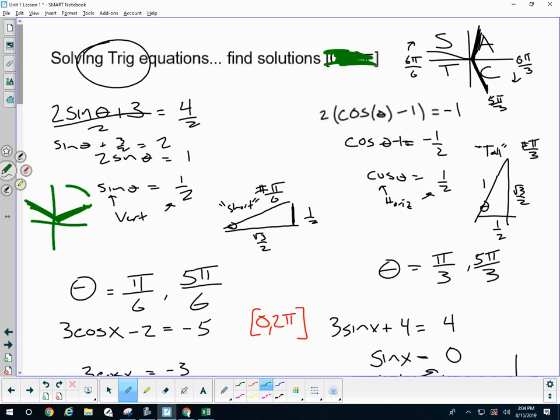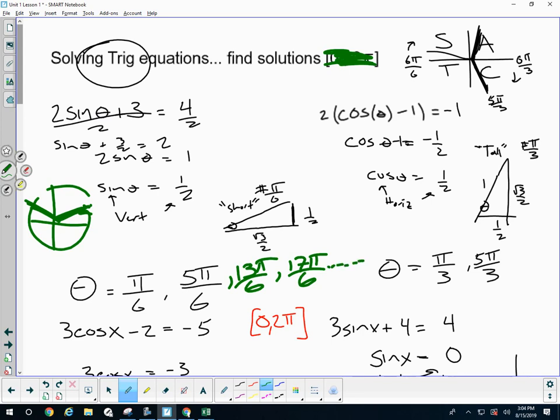Now, if I add 2 pi to pi over 6, what do I get? Well, let's think about that. 2 pi is the same as 12 pi over 6, plus pi over 6 gives me 13 pi over 6. That is technically a solution. If I start at 5 pi over 6 and add 12 pi over 6s, that gives me 17 pi over 6. And I can continue to go around the circle over and over again forever.